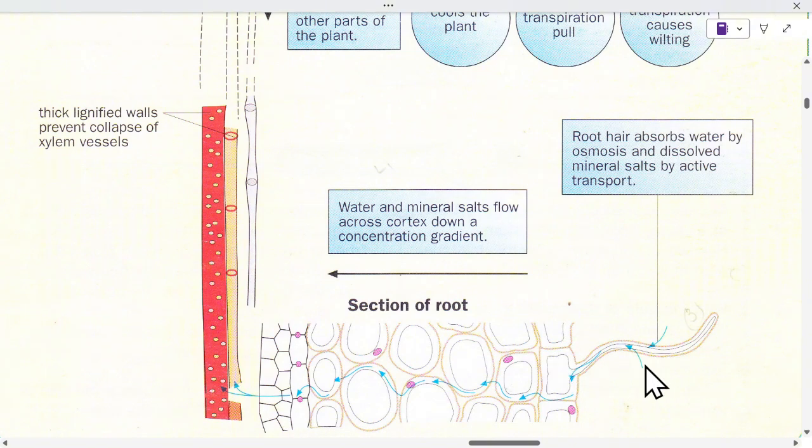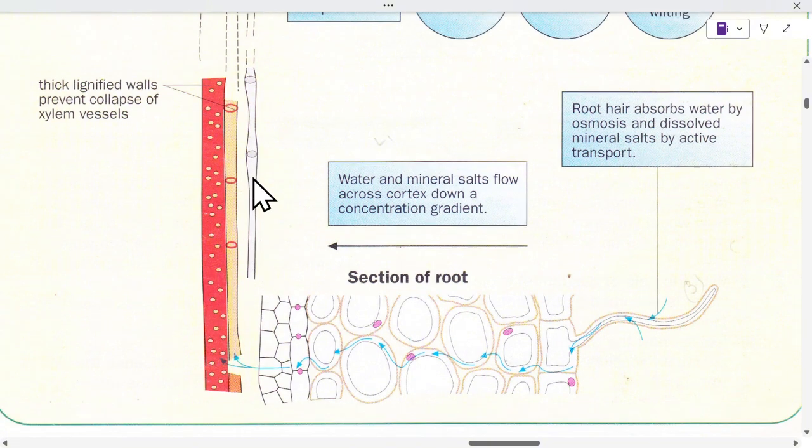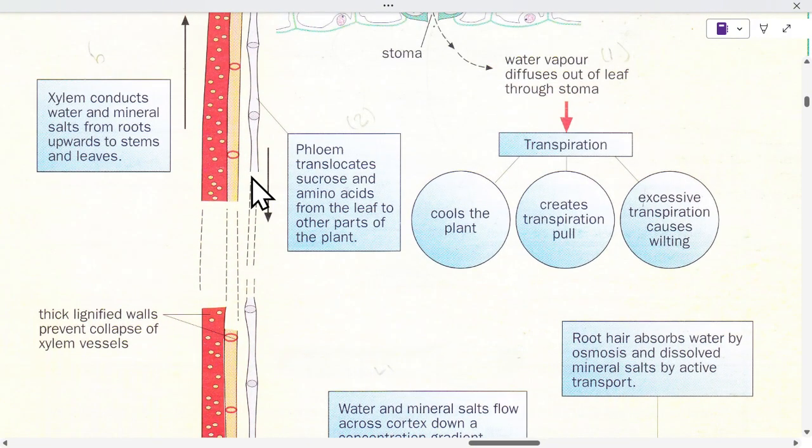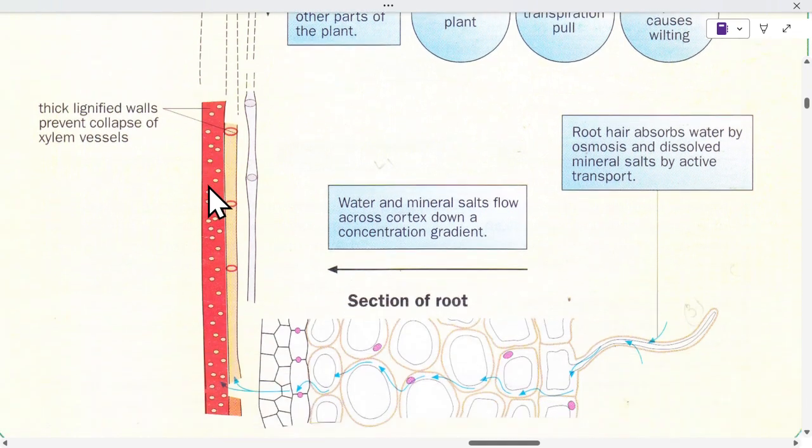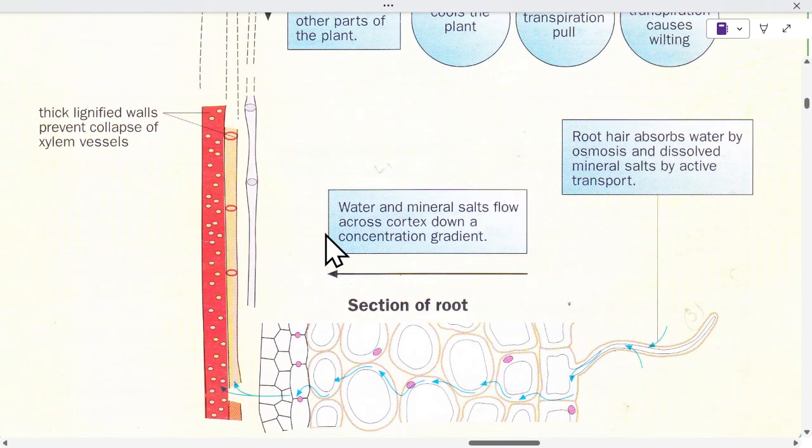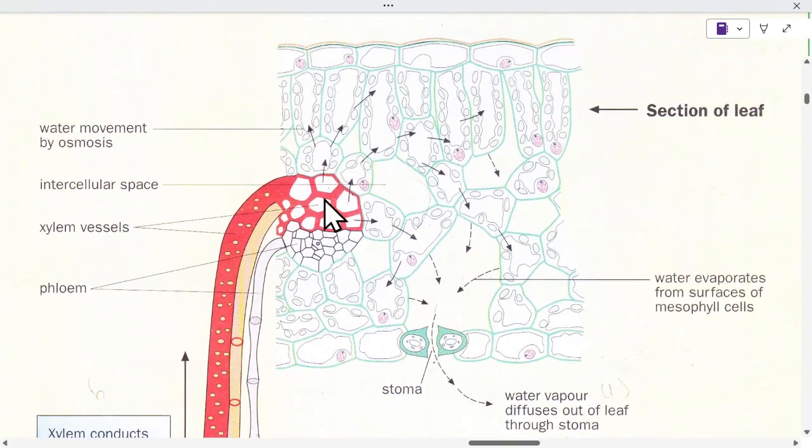Then if you go down, you can see the section of a root. It's a root here. Then epidermal cells. Then inner cells which are filling up the spaces are called the cortex. Then we come to the xylem vessels, and then the phloem vessels, and you can see they start from the root and they end up in the epidermis of the leaf.